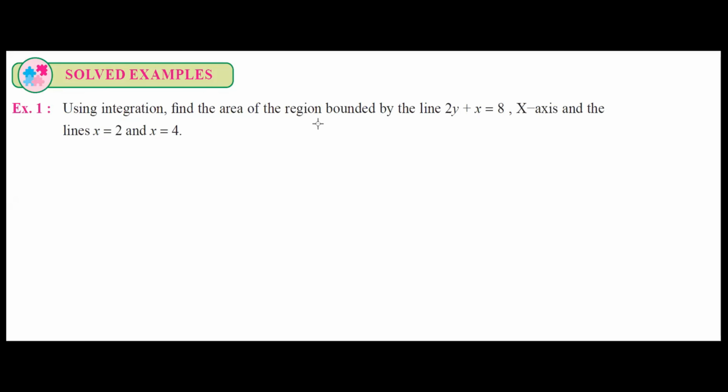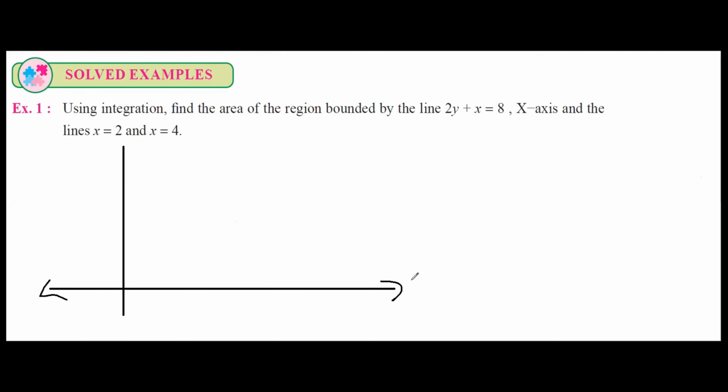Fine. So using integration, find the area of the region bounded by this line and the line. Let me first draw the line over here. Let me plot here. This is your x-axis, x and x dash, and this is your y-axis, y and y dash. The area of the region is bounded by the line 2y plus x is equal to 8.